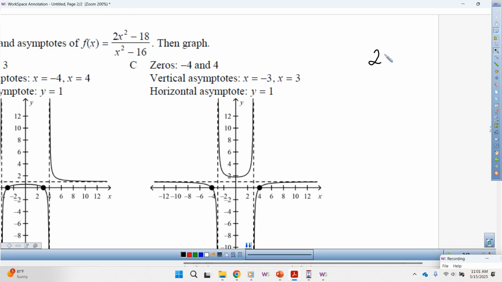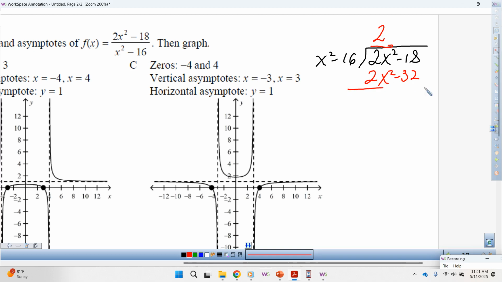So let's write out 2x squared minus 18 divided by x squared minus 16. What number times x squared gives me 2x squared? All right, good. 2 times x squared is 2x squared. 2 times negative 16 is negative 32. We're going to subtract. That means distribute that here and here. That cancels. That leaves us with positive 14 as a remainder.